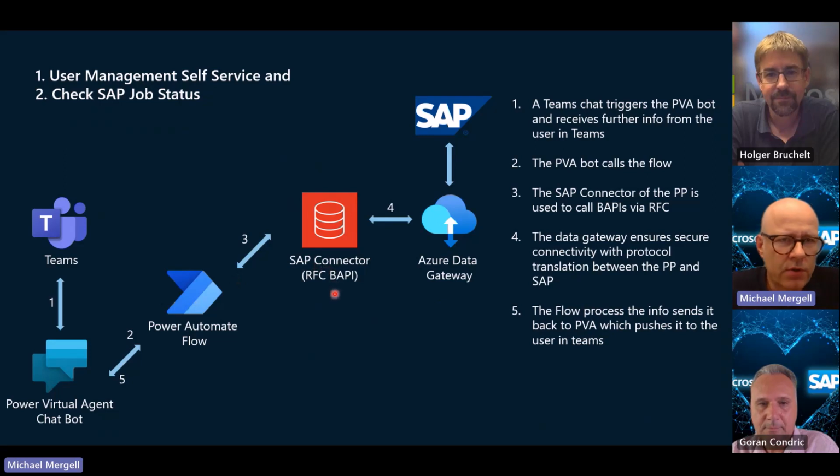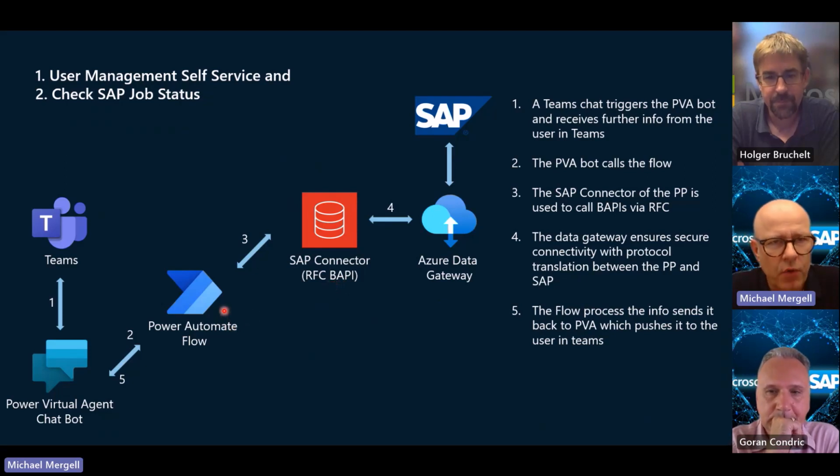And so there's one connector, which is the SAP connector, where we can call RFC BAPI. So the flow is through this connector, and we need a data gateway to do protocol translation, and we need some binaries. And then we call the SAP system. And the SAP system does then what it's supposed to do when I call this certain function call, and pushes back the information. And that's what I use for the user management and the job status check.